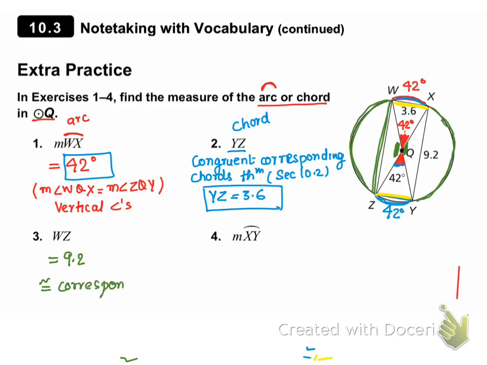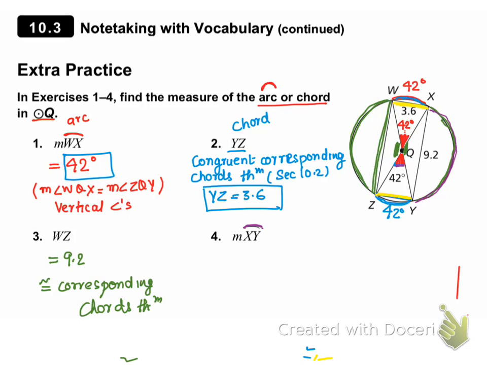All right, let's move to the next one. Here we see the symbol on top, so it's arc XY. Where is XY? I have to find how much this is. And we already talked about this.